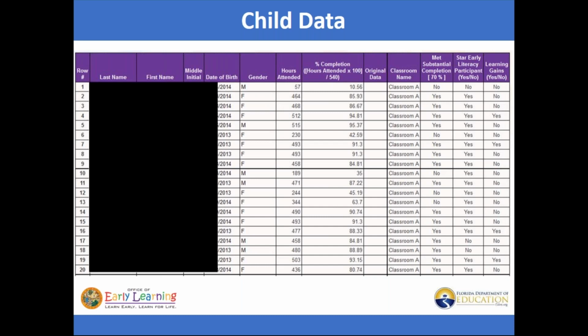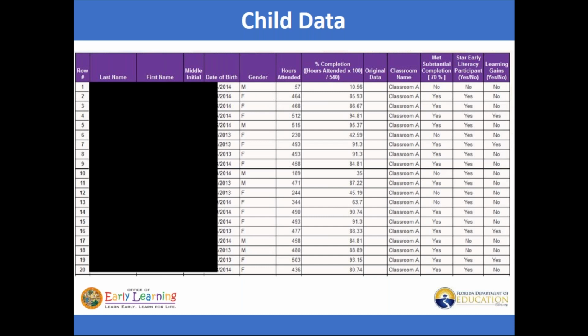As you move across, you can see the three columns that have yeses and nos in them. The first one is met substantial completion. So for each child, you're able to run your finger down a list of children and determine, did this child meet substantial completion, yes or no? Were they matched to a STAR early literacy? That's the STAR early literacy participant column, yes or no? If you see a yes in both of those columns, like the child in the second row in this example, that child is included in the readiness rate calculation.